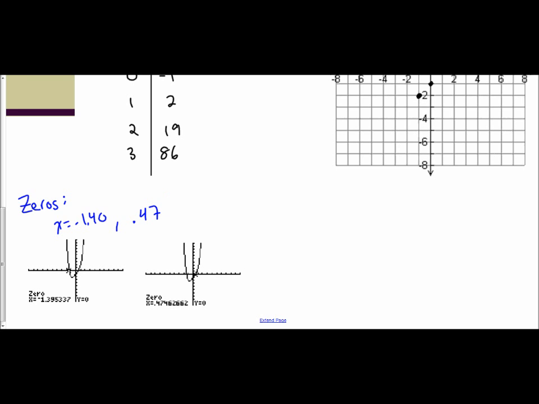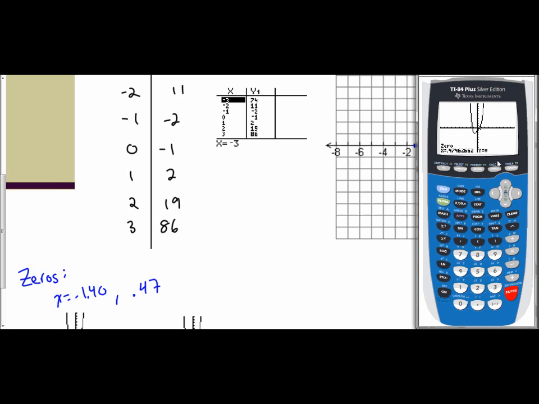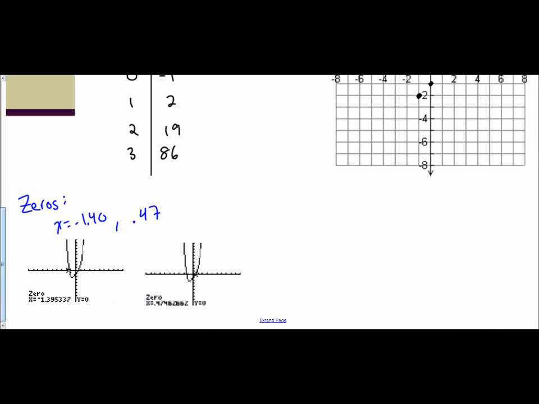So let's plot those points on our graph. We're at negative 1.40, right here, and at 0.47, about right here. And again, if we look at the graph, we can see there's only a minimum. There is no relative maximum. And so we're only going to find our relative minimum value.